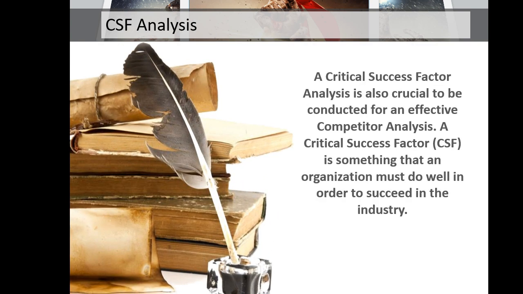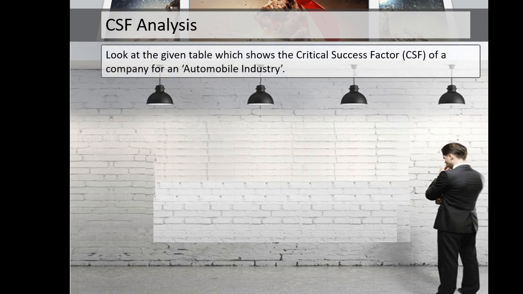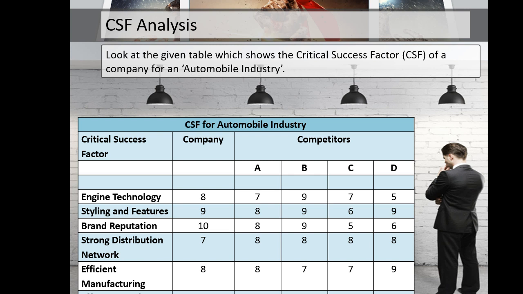So let's explain what this is. A crucial success factor analysis is also crucial to be conducted for an effective competitor analysis. A crucial success factor (CSF) is something that an organization must do in order to succeed in an industry. Are you a company that wants to succeed? You must do these things. And let's take a look and see.